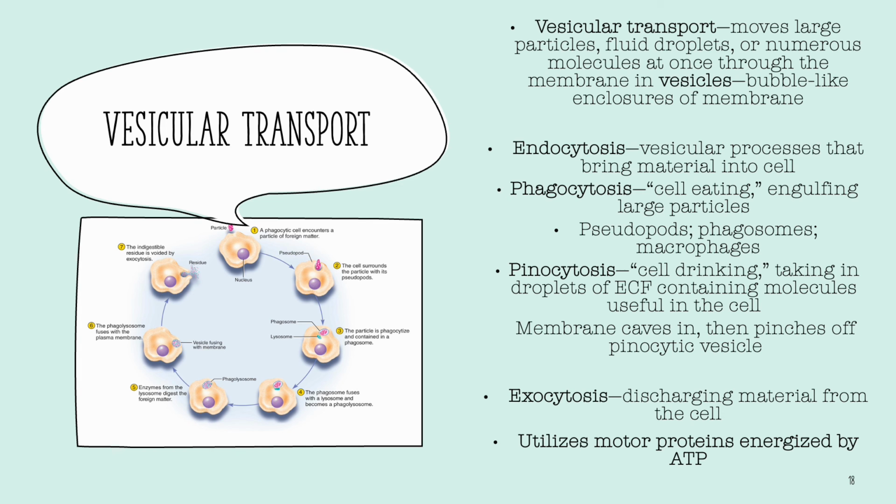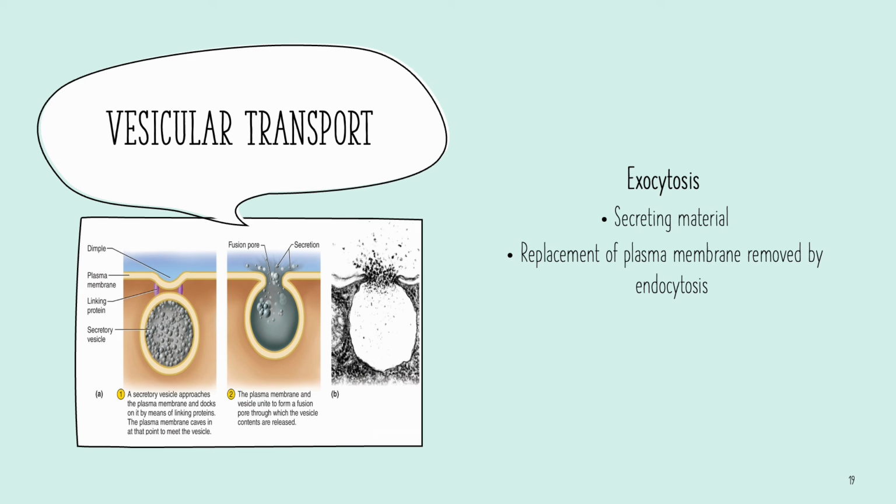Exocytosis. Exocytosis is just removing, taking away material that the cell does not need. It's removing it from the cell. Vesicular transport, here's the process of exocytosis, that is secreting the material, the replacement of the plasma membrane removed by the endocytosis. And this is the end of part 1 of 2.